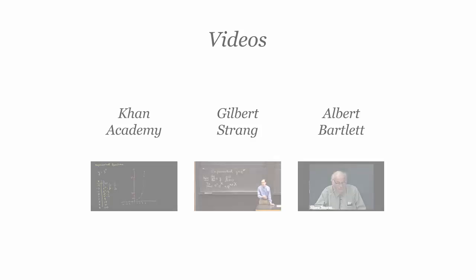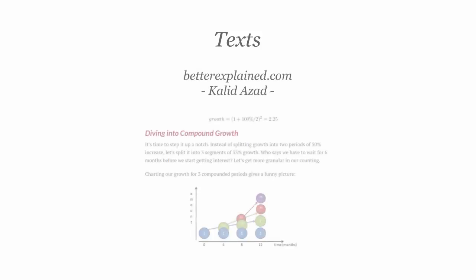Okay, so much for the videos. My favorite text resource for intuitively understanding math concepts is a website by Khalid Azad. He has a whole series of articles on growth, E, and logarithms. Also, his webpage is a good resource for some other concepts which you will encounter in your studies of neuronal dynamics. Complex numbers and eigenvectors are two examples.